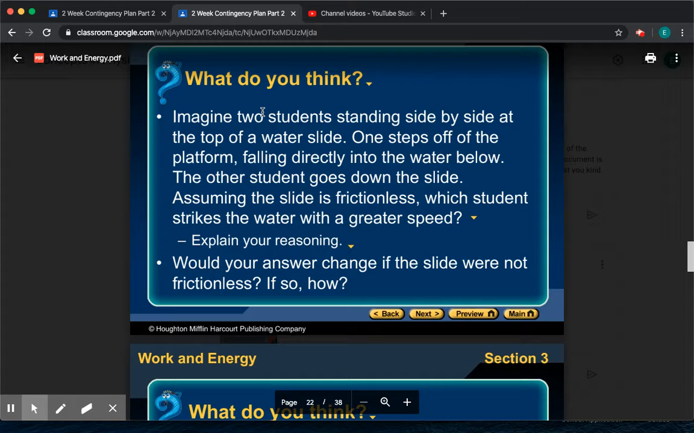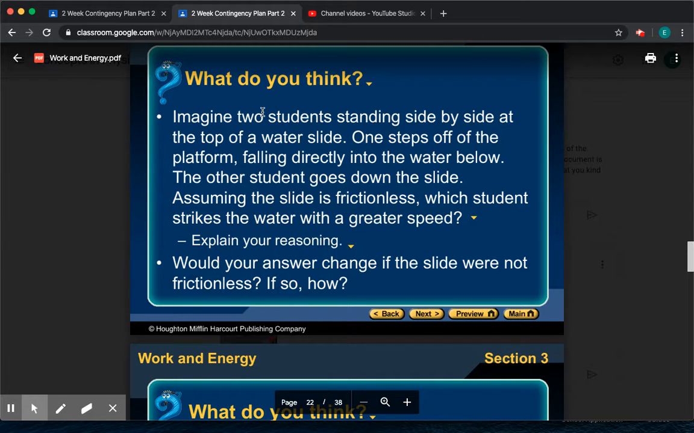The answer is they're going to actually hit the water with the exact same speed. In the previous section, in section 2, we talked about the two types of energy that we're going to be working with: kinetic energy and potential energy. When you're at the top of the platform, both students are at the exact same height. If they're at the exact same height, they both have the exact same potential energy. What's going to happen is that potential energy is going to get converted into kinetic.